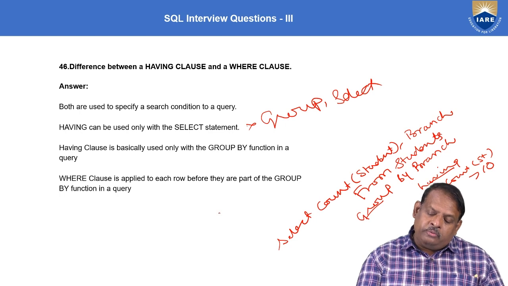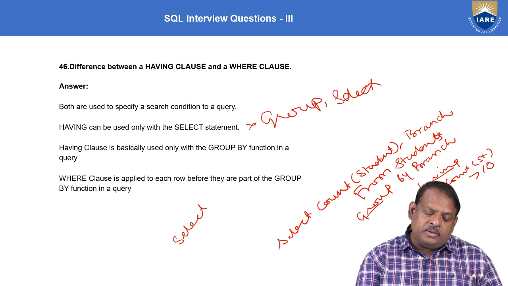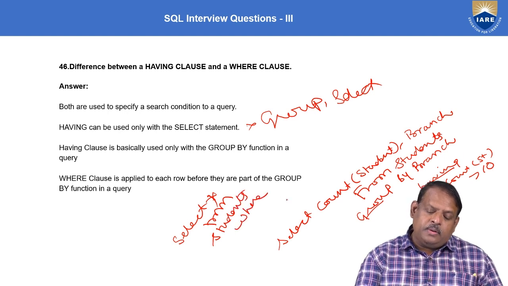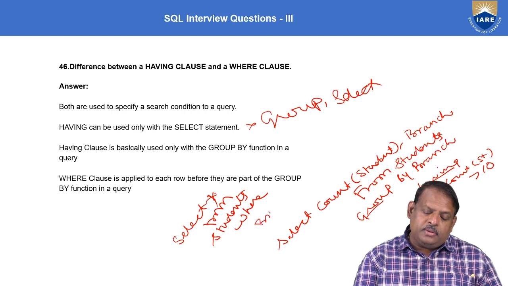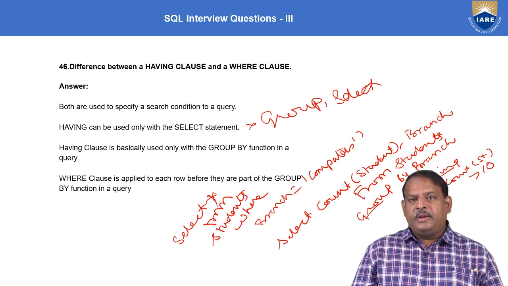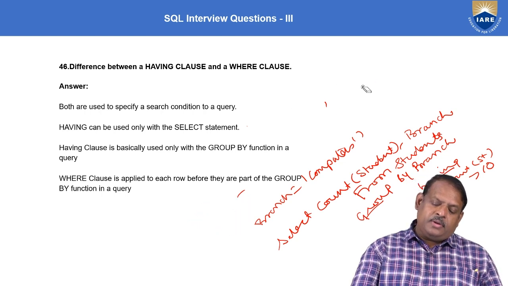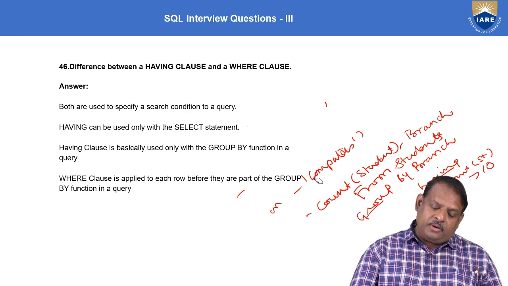So your where clause is used to filter the select query. So, select star from students where branch is equal to computers. In this case, you will be getting data only of computer science. So this is the difference between a where clause and a having clause.